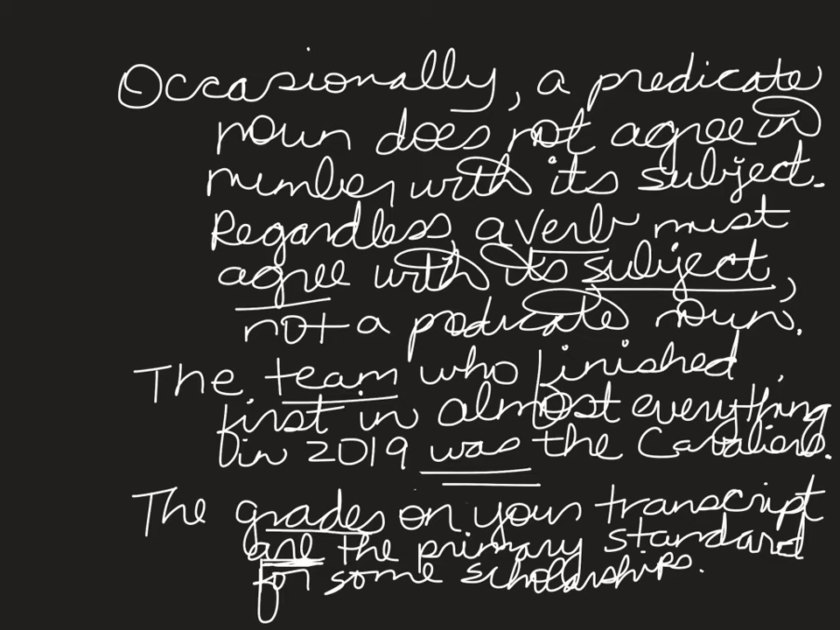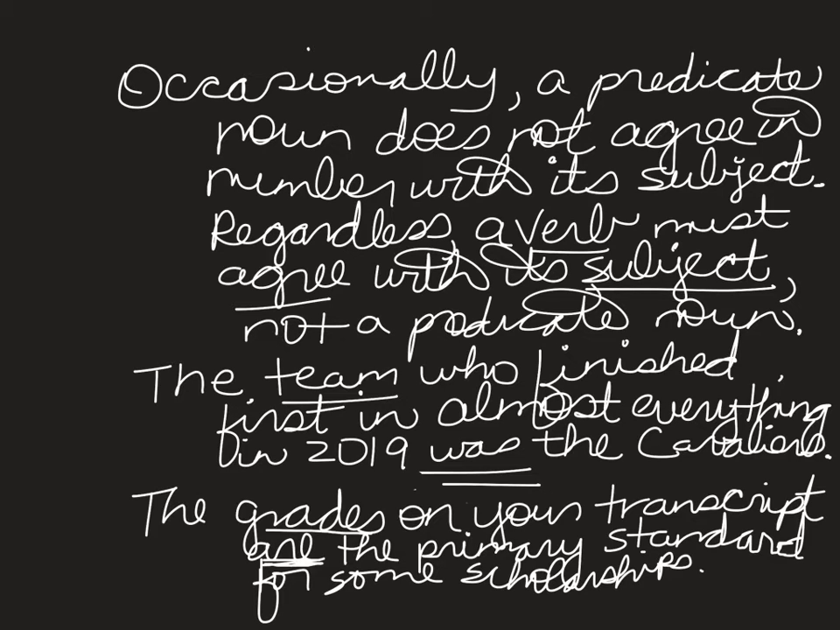Occasionally, a predicate noun does not agree in number with its subject. Regardless of this fact, a verb must agree with its subject. A verb does not need to agree with its predicate noun. An example. The team who finished first in almost everything in 2019 was the Cavaliers. Okay? You go, wait a minute, wouldn't it be were the Cavaliers? No, and here's why. Okay? Because Cavaliers is your predicate noun. It does not have to agree with your subject. Often the predicate noun will agree with your subject in number, but it does not have to.